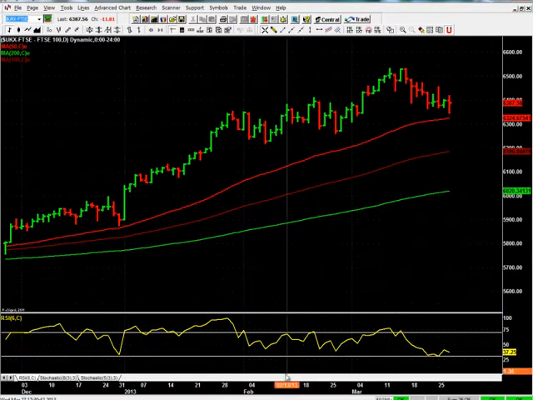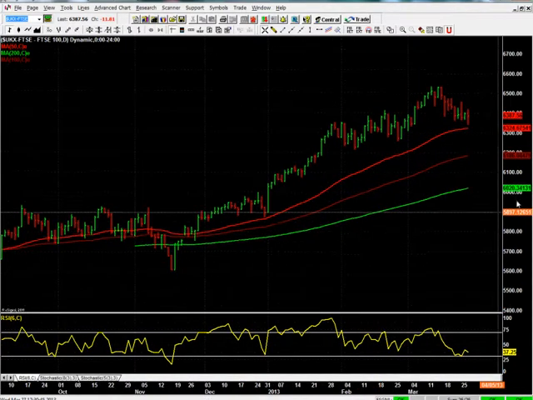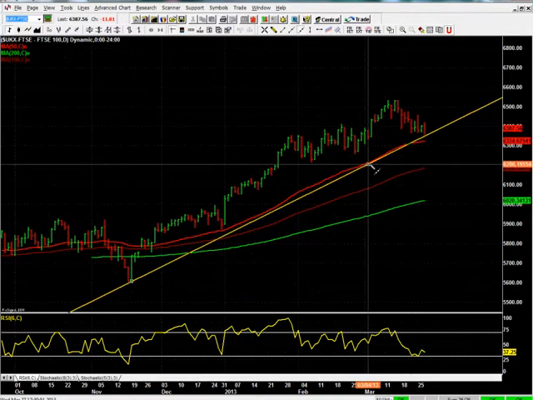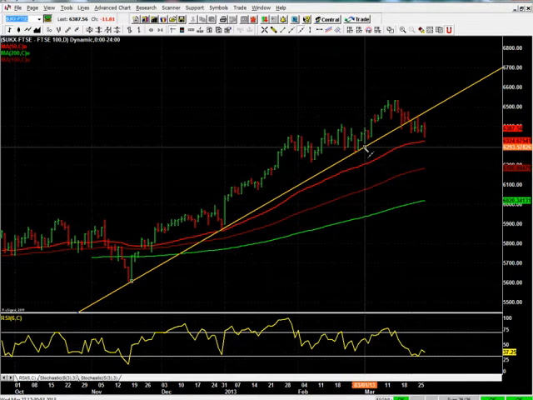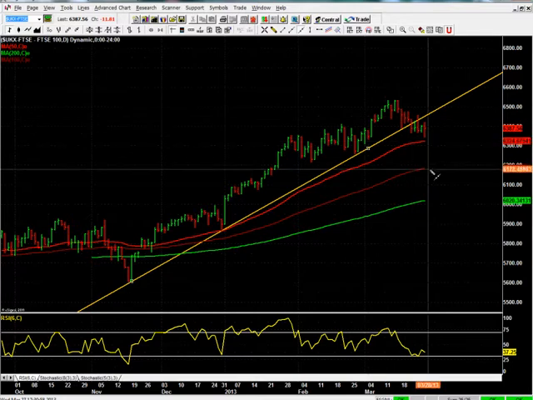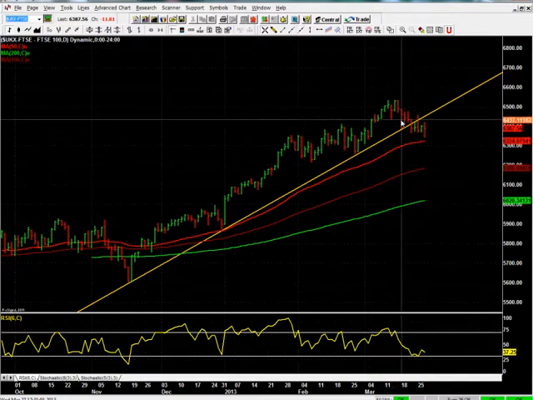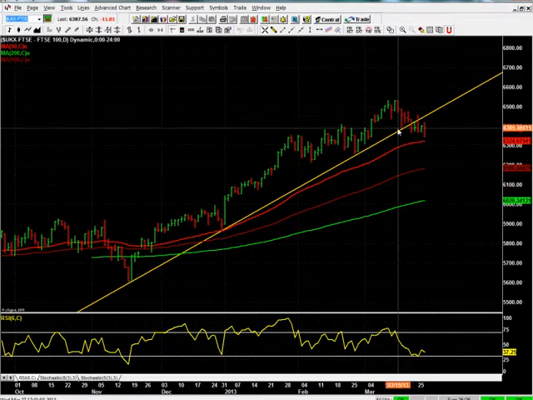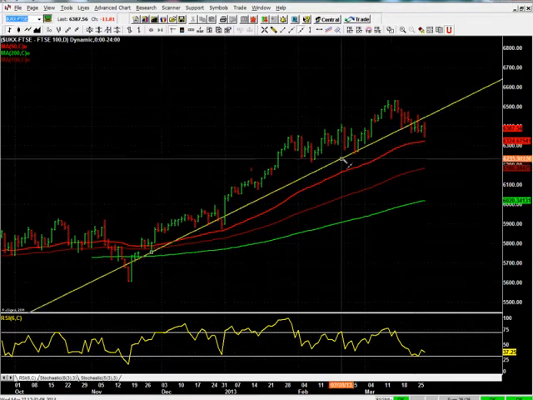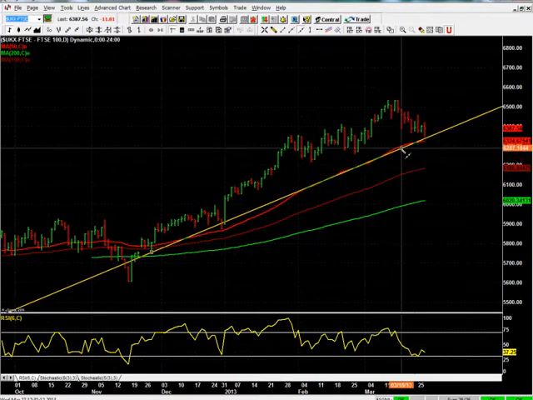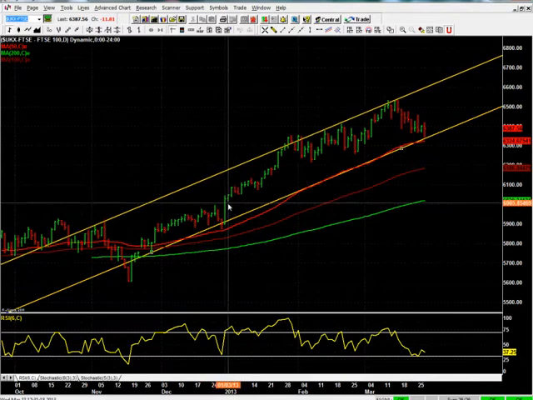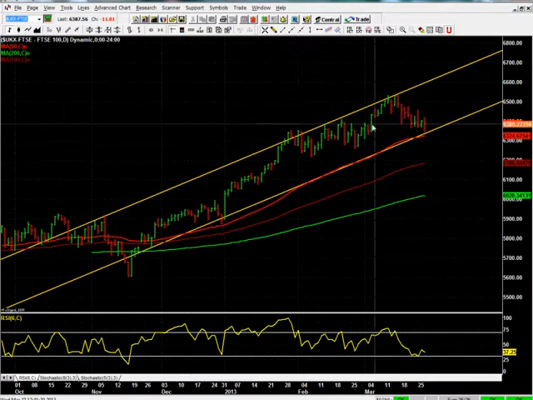Overall, the FTSE's been going up, making higher highs and higher lows. There is no channel. This channel here has been broken. Yeah. So this is absolutely invalid, this line here, so we're gonna take it out. There. I'm gonna copy and paste it. I'm gonna put it here. So there we go. That's a channel.